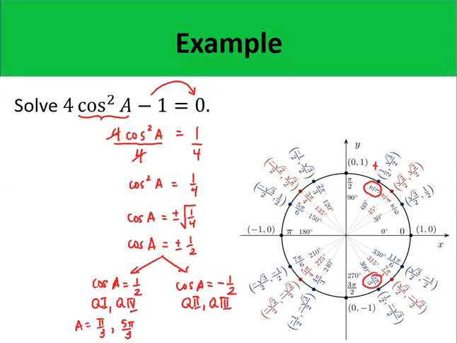Now for the second case, we're looking at angles in the second and third quadrant where the x-coordinate of the terminal point is negative 1/2. And this happens when the angle is 2 pi over 3. So A is equal to 2 pi over 3 in the second quadrant. And the other one is at the third quadrant, which is 4 pi over 3. Thus, the solutions of the given trigonometric equation are pi over 3, 5 pi over 3, 2 pi over 3, and 4 pi over 3.